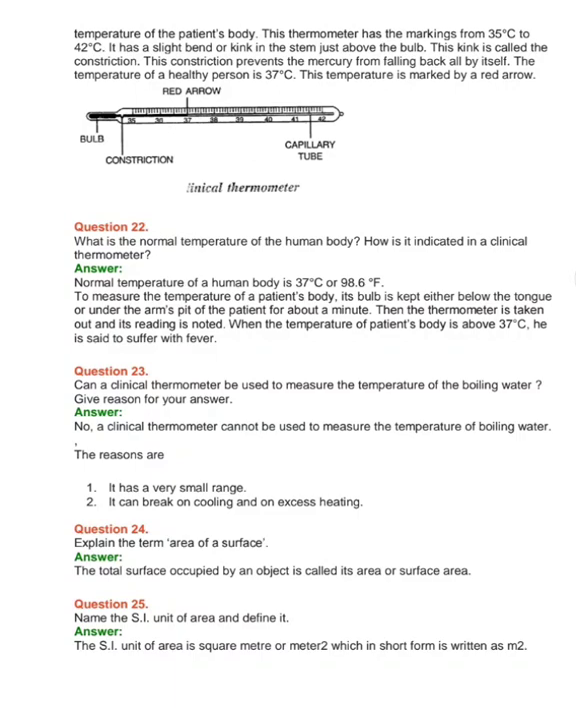Question number 24. Explain the term area of a surface. Answer. The total surface occupied by an object is called its area or surface area. Question 25. Name the SI unit of area and define it. Answer. The SI unit of area is square meter or meter square, which in short form is written as M2, which is M square.